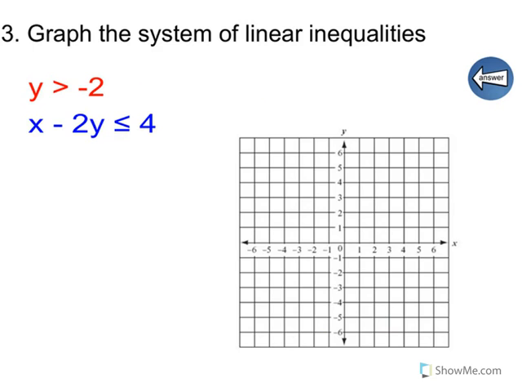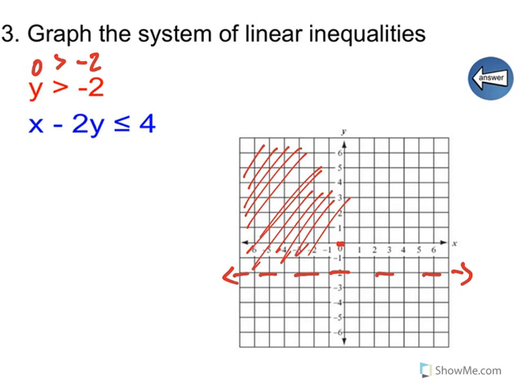So I get this next one. So we have y is greater than negative 2. So that says I have a horizontal line at negative 2. y is greater than that. So if I use my test point of 0, 0, 0 is greater than negative 2. That is true. So I would shade everything that is above negative 2.